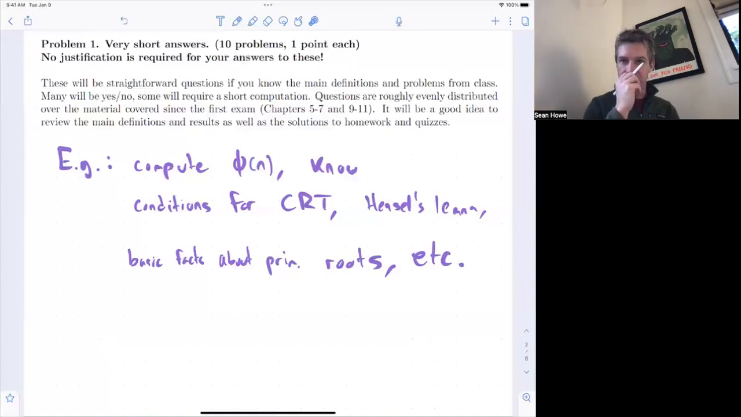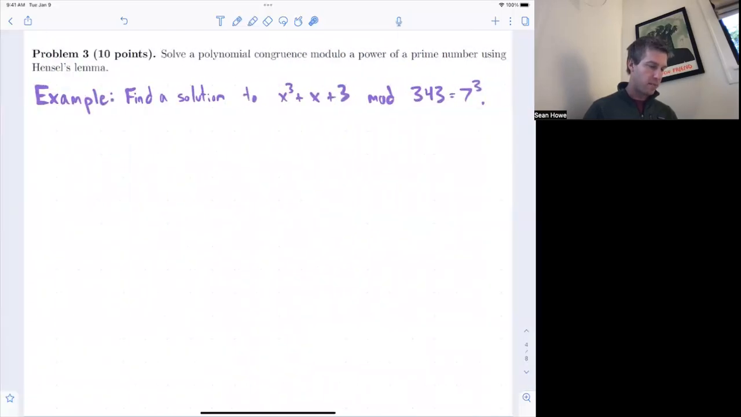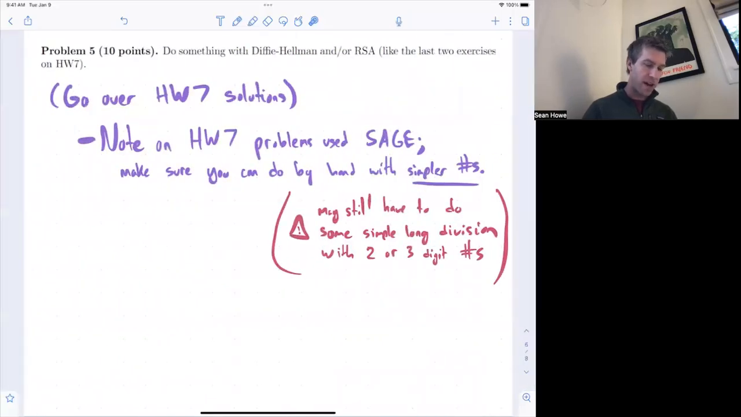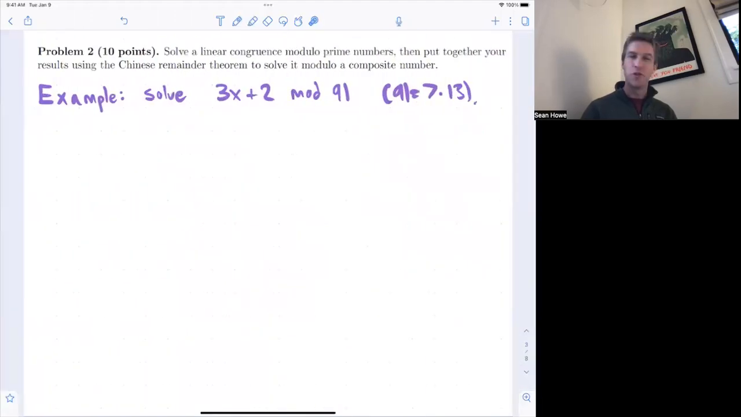Okay, well, let's move on to the next thing then, if there are no questions. Okay, so after those very short answer questions, there are 4 problems. So problem 2, problem 3, problem 4, and problem 5. Make sure you look at the back of the exam, so make sure you do all 4 problems.